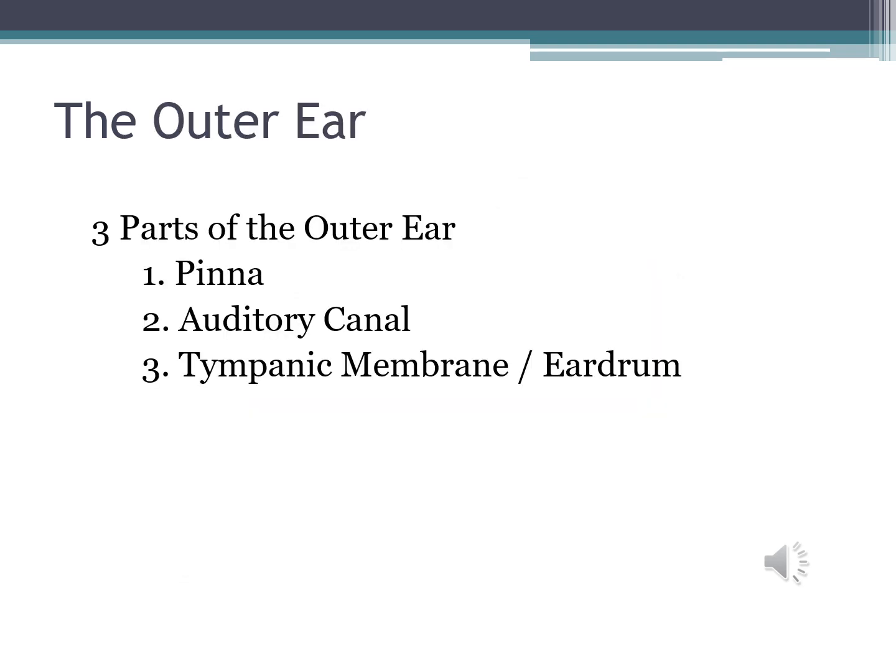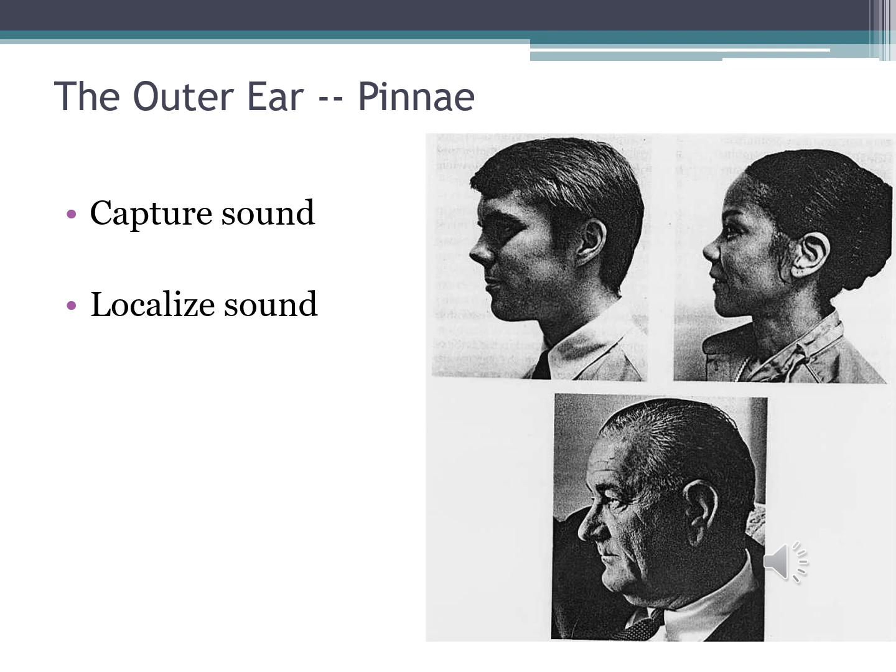If we look at the outer ear, there are three parts that we want to talk about. The pinna, or the pinnae. When we're looking at someone's ears or talking about someone's ears, that's probably what we're talking about. The auditory canal and the tympanic membrane, or the eardrum. So the pinna is the singular of the pinnae, which is the plural. When we look at someone and say, look at that person's ears, we're talking about the pinnae, what we see of the ears.